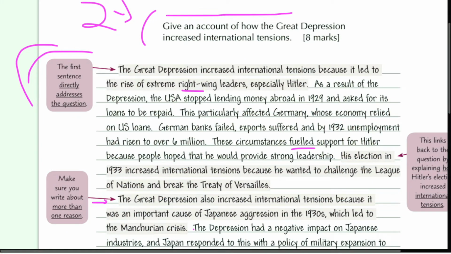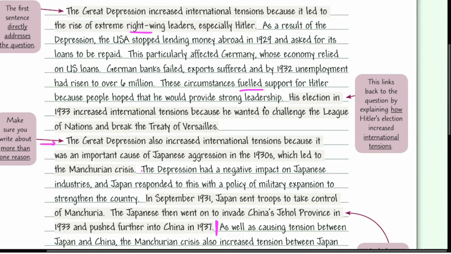And if we go down a little here, we have this other one here. His election in 1933 increased international tensions because he wanted to challenge the League of Nations and break the Treaty of Versailles. So this information links back to the question by explaining how Hitler's election increased the international tensions. So he explained that his election increased tensions because he wanted to challenge the League of Nations.